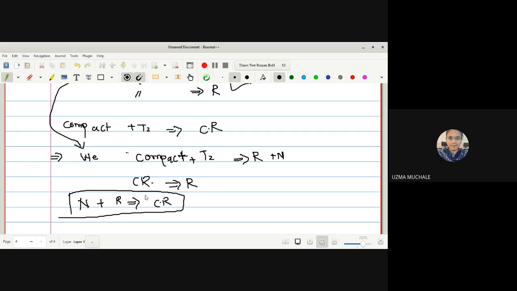Whatever I have asked you to do, the table and so on, don't put it in front of you; just try to study this as it is, and then no doubt you are not going to remember anything. Okay. Where you are studying, you will remember it; otherwise you will not remember everything at a time. So compact plus T2, we have seen, is regular plus normal, and every regular plus normal is completely regular, and hence the proof. I can imply this is a completely regular space.